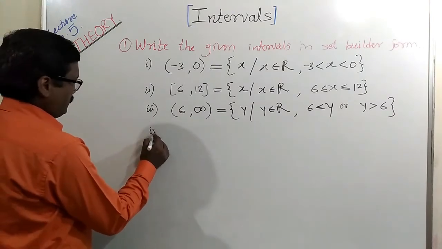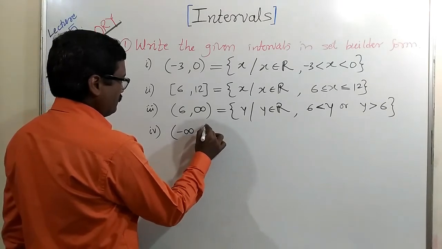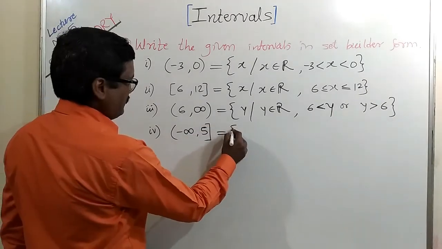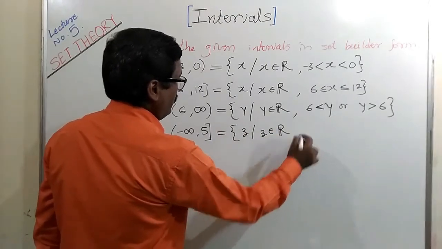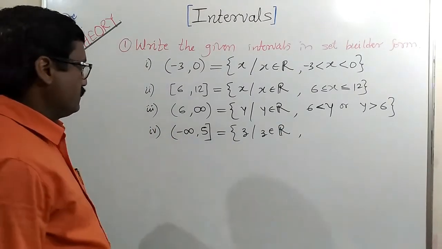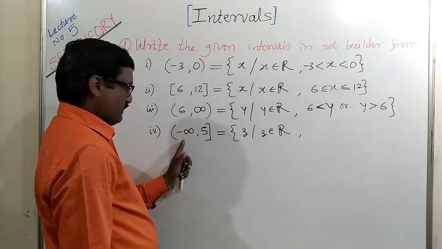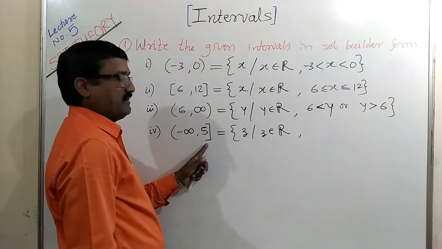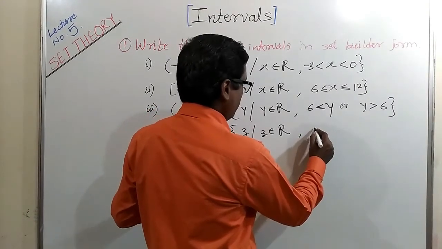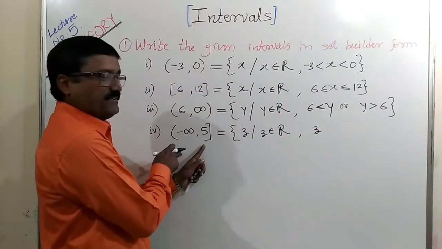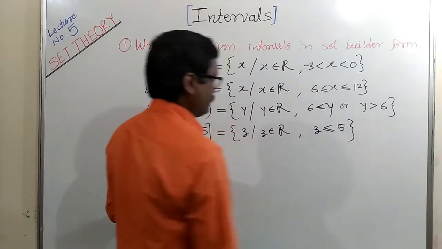Let us see the next, the fourth. Negative infinity to 5. This is a set of all elements z such that z belongs to R. You can take any general element here, and this z is greater than negative infinity, but it is less than or equal to 5. Close 5 means equal to 5, including 5. So z is less than or equal to 5. Is it clear?